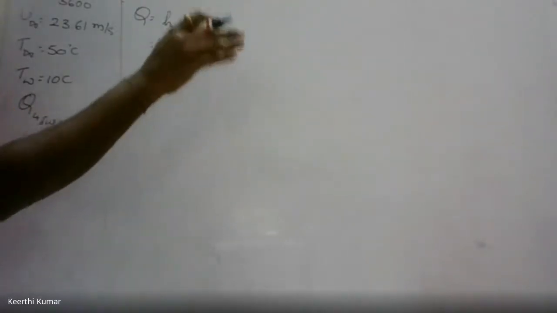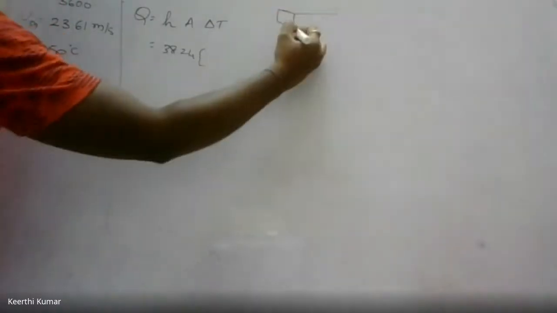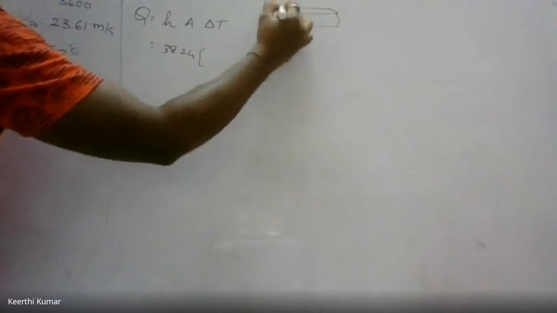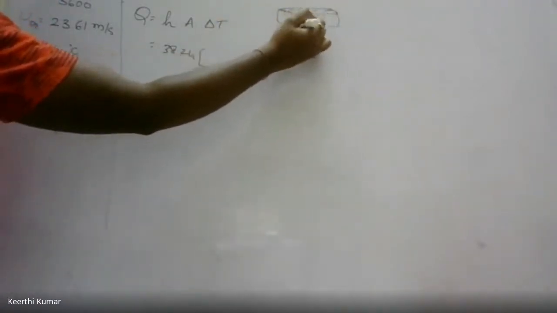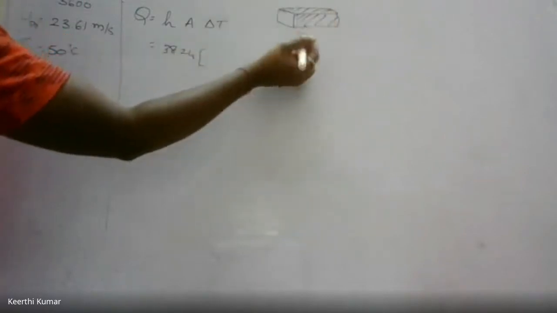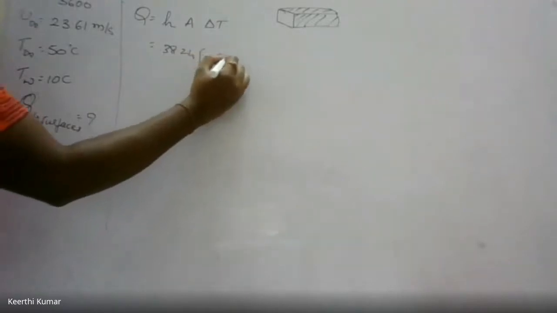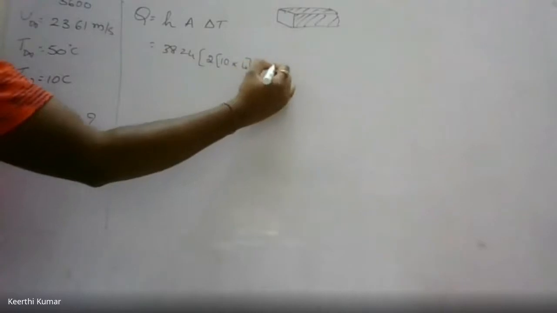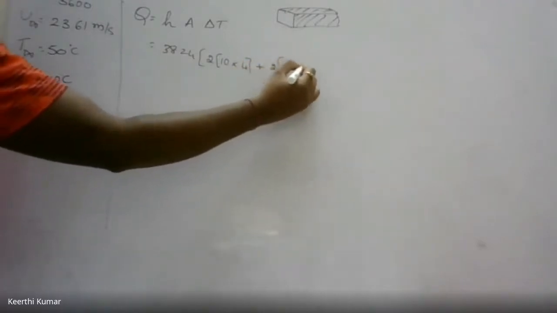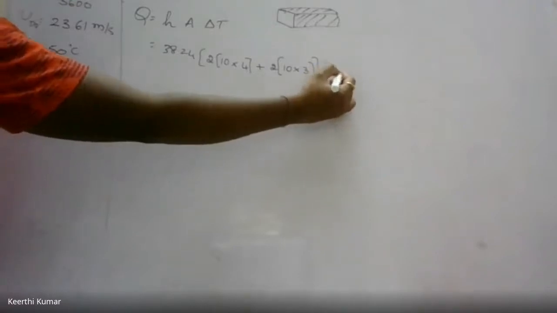Area you will take as, he is asking all the four sides. If the truck is this, this is one side of the truck, other side of the truck, the back, and below is the other side. He is asking what is the heat transfer from these surfaces and the bottom. So what will be the formula? 2 into 10 into 4, that side and this side, plus 2 into 10 into 3. This is the area. Here T infinity is 50 minus 10.